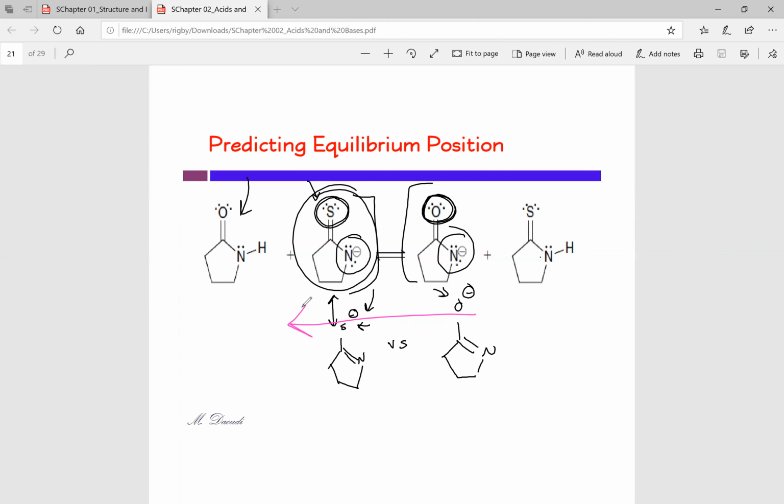And so that's what you want to do with these types of questions. If it asks you, will this reaction proceed towards the left or towards the right, and it's an acid-base reaction, you're going to look for whichever side has the more stable conjugate base, and then the reaction will proceed towards that side, okay?